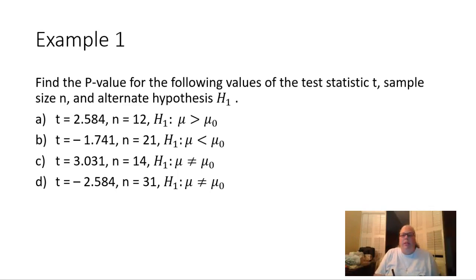This is going to be a right-tailed test, which we know because of the greater than sign here. The degrees of freedom will be 12 minus 1, or 11. And when we go to find our p-value, we are going to be looking on line 11 of table A3, and we are going to try and find 2.584 inside the body of table A3. So let's go to table A3.